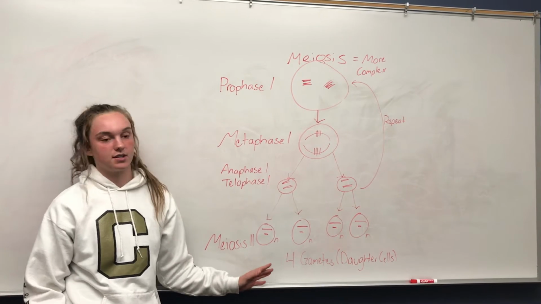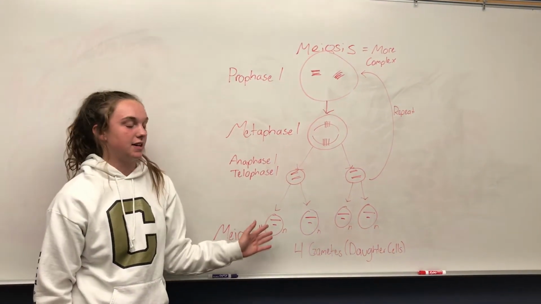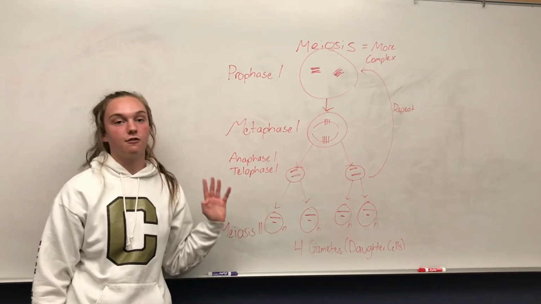And then once this process is complete, meiosis 2 occurs, which goes back through the exact same phases and results in 4 haploid daughter cells.